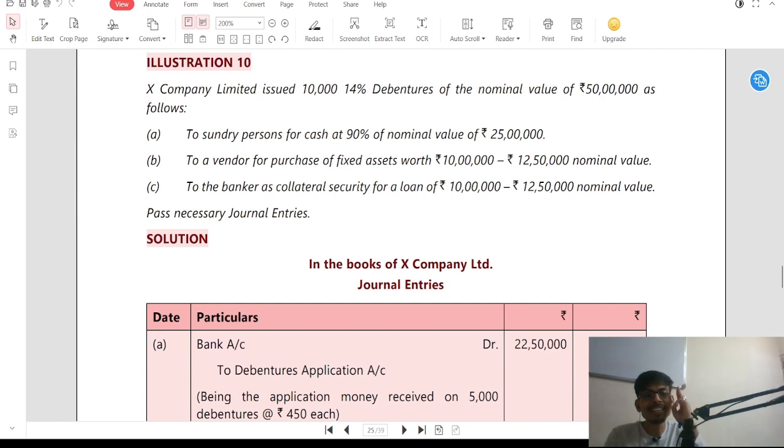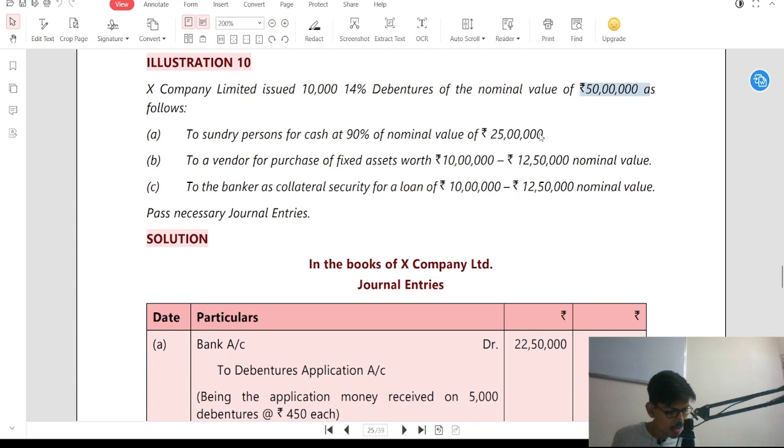So see, three things are given simultaneously. One is based on cash consideration, second is based on other than cash, third one is based on collateral security. Very interesting. Three things will get covered together, and the understanding will also happen and things will be clear. Okay, let's solve it. First let's go through it once so that things are clear. Total number of debentures is 10,000 and the nominal value is 50 lakhs, correct? So the amount of each debenture, let's say, 500 rupees.